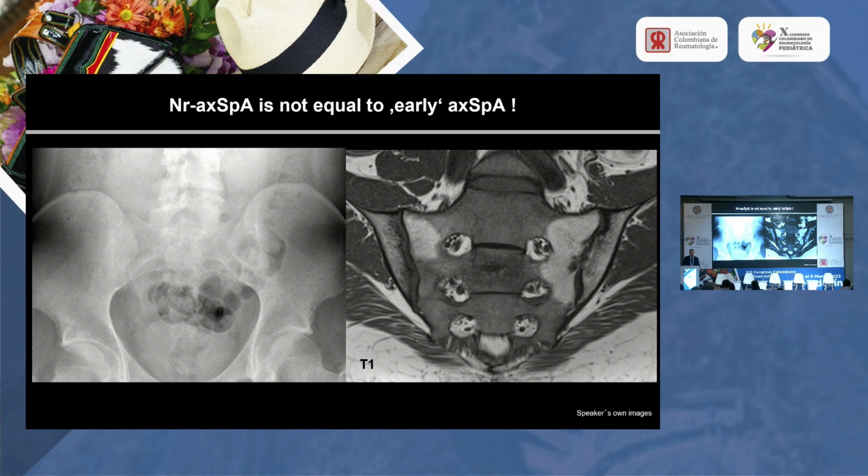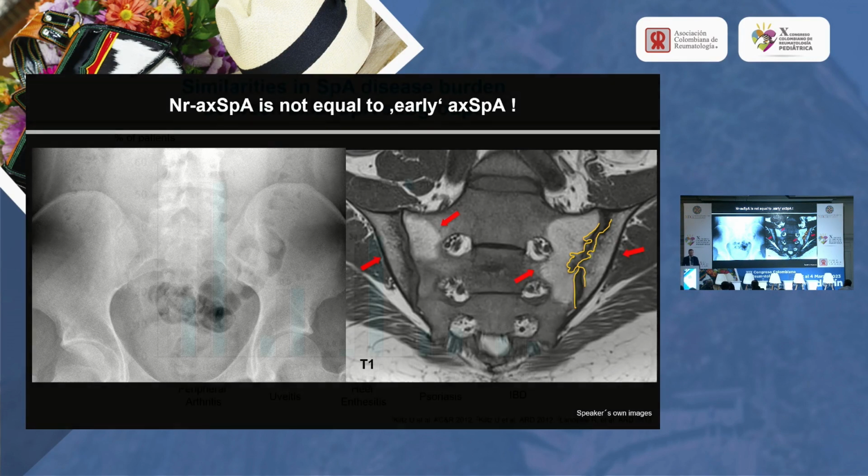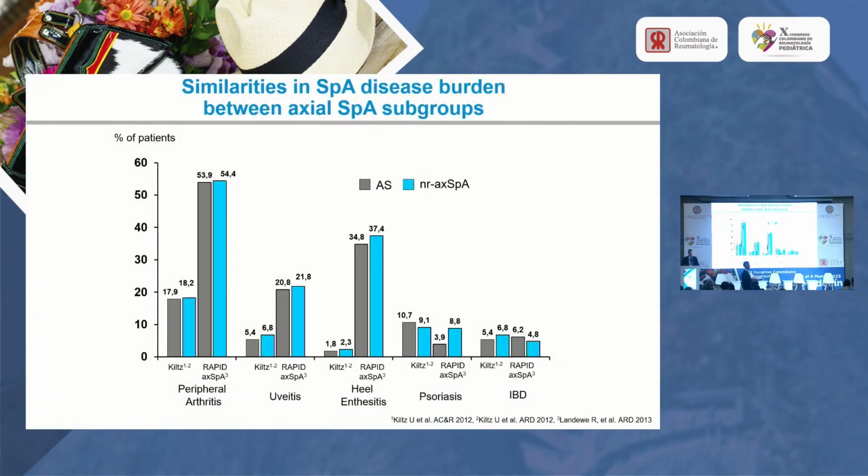However, the T1 MRI of that patient on the right side shows severe erosions and also fat metaplasia. Again, this patient is non-radiographic, but has a severe disease. So for diagnostic purposes, it is important that we do not care about non-radiographic or radiographic. We see that the patients, even in the so-called non-radiographic form, are very much affected by the disease and also have the same symptoms. They may also have erosions and fat accumulation.